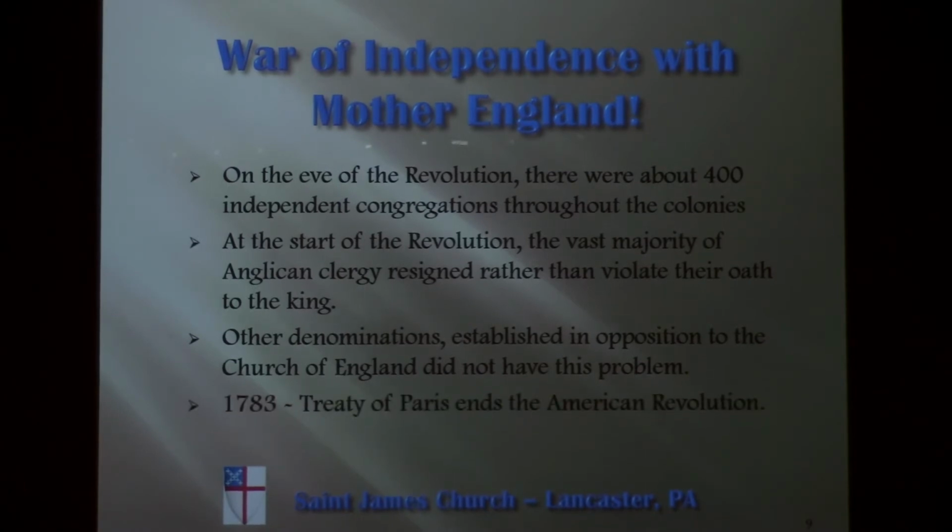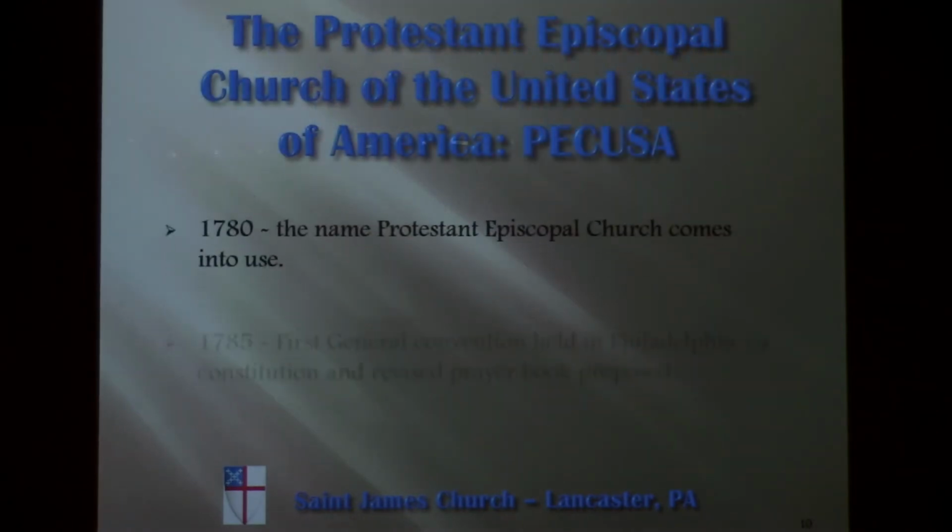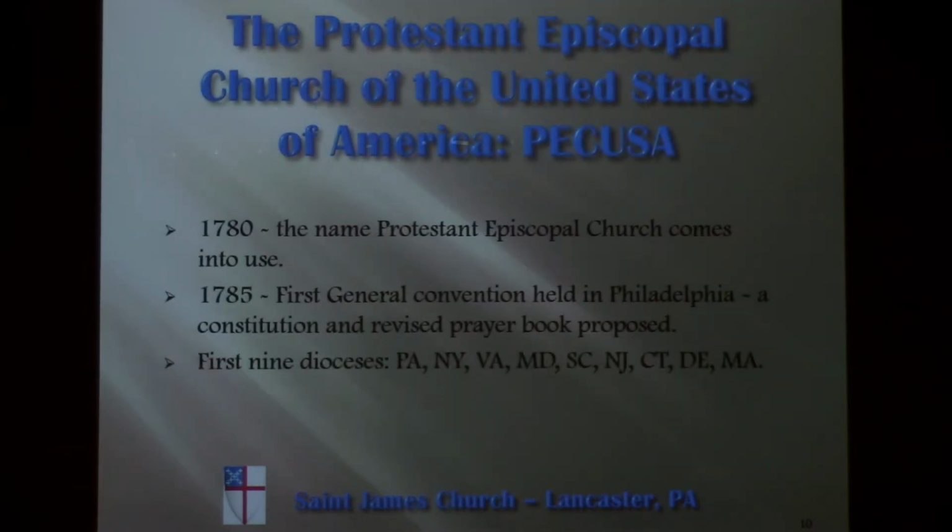In 1783, the Treaty of Paris ended the American Revolution. It actually ended in Yorktown in 1781, but it took them 2 years to get the treaty drafted and approved. So as early as 1780, the term Protestant Episcopal Church comes into use.